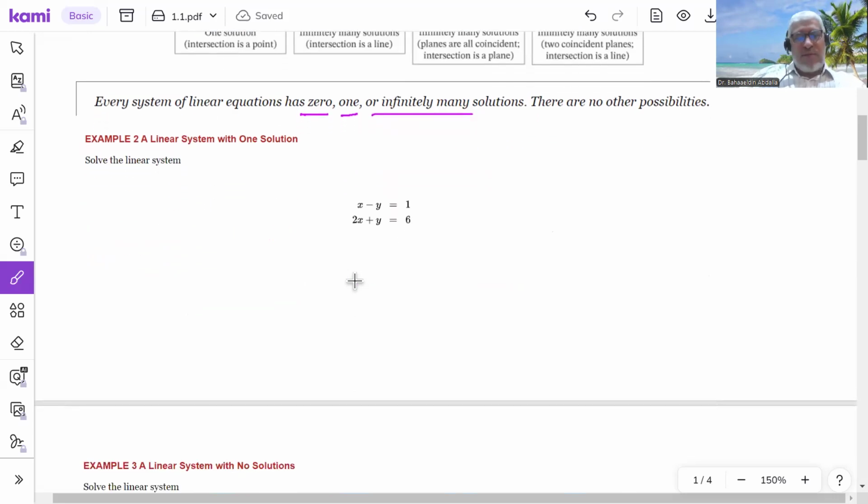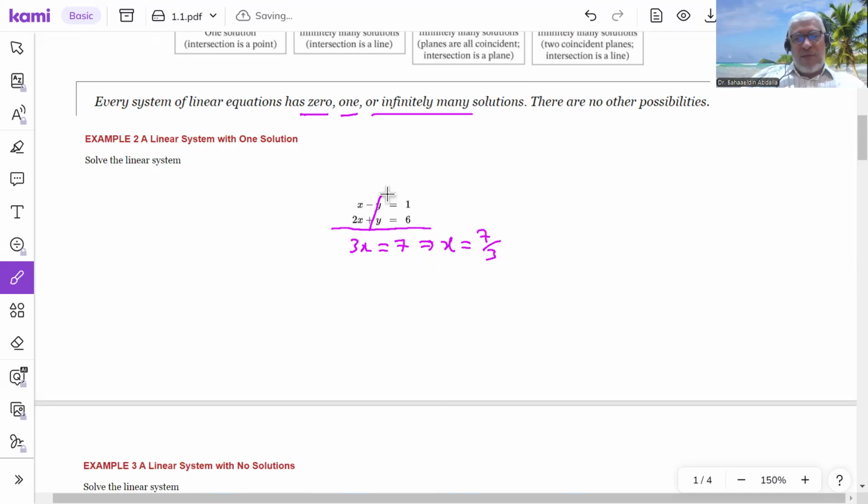For example, this is a linear system, and let us try to solve it. We can solve it by elimination, by adding. We add the two equations and eliminate one of the variables. It is called elimination or addition method. When we add these two equations, negative y, positive y will be cancelled, and we will have 3x equals 7. So x is 7 over 3.